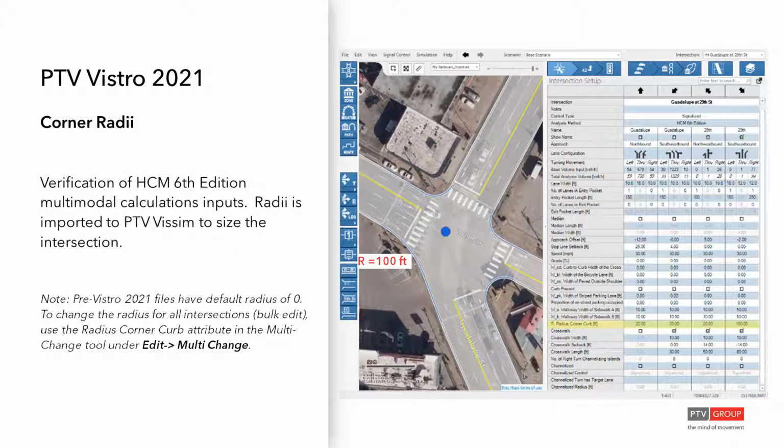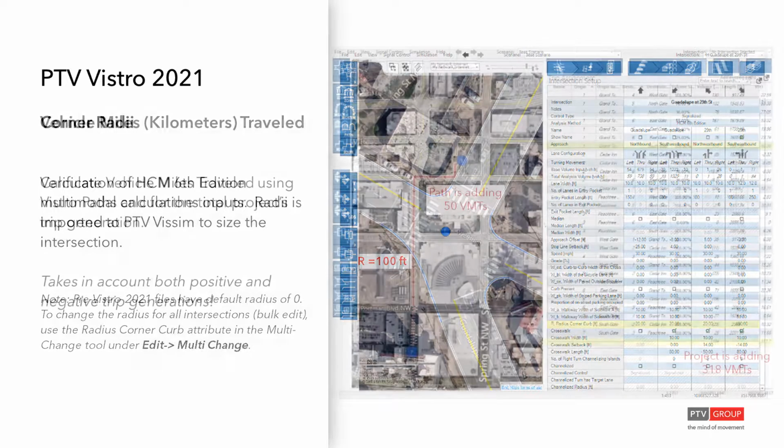And then to go along with this, we have a corner radii visualization feature. So in Vistro, you can now see the different radii, which you couldn't do previously. And these radii are used for HCM6 analysis, but will be imported into Vissim for the actual connector radii that you see. So it's a really cool feature there.